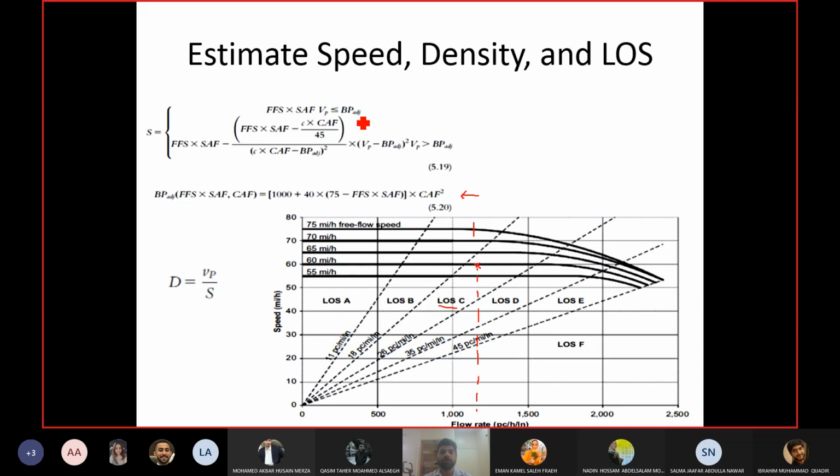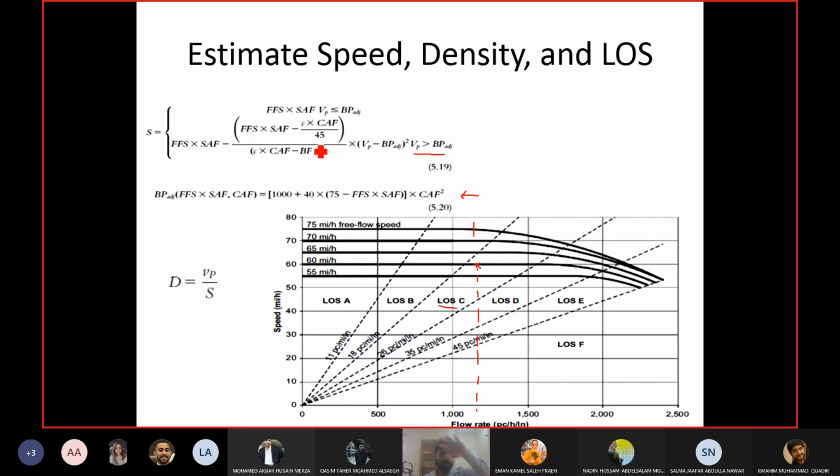Then you check if your demand flow rate is equal to or less than the breakpoint. Then the speed of the highway equals free flow speed times speed adjustment factor. If VP is less than or equal to breakpoint, then this is the case. If VP is more than the breakpoint, then the equation is this. You can see the same factors. C is the capacity. This is the base capacity. I already showed you the equation in the previous lecture for capacities for multi-lane highways and freeways both.